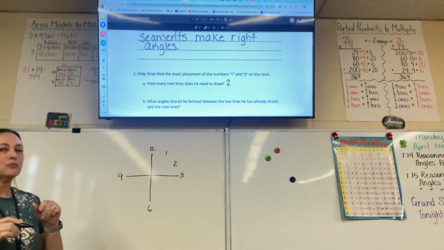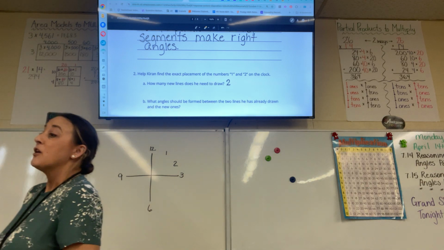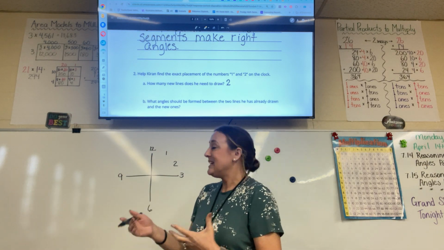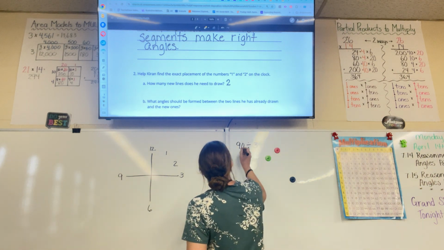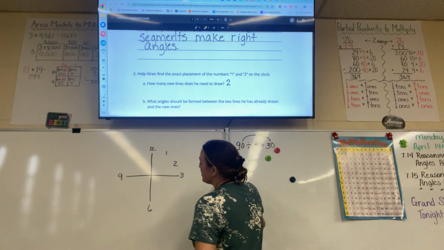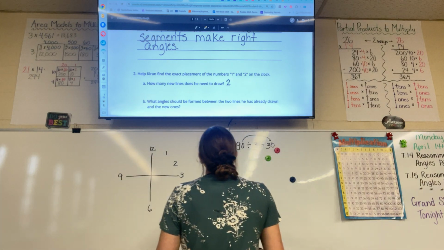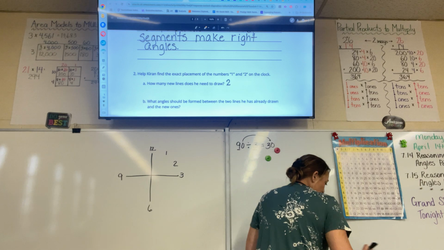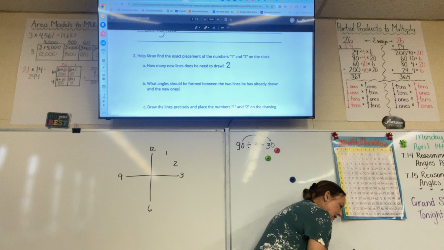If we're going to draw a 1 and a 2, how many sections will this be split into, Avis? 3. So how many degrees would that be? Go ahead. 30. Because if you divide 90 into 3 angles, 9 divided by 3 is 3, and then the 0 comes over. So each one will be 30 degrees. So what you can do, well, here, let's fill this out first. What angles should be formed between the 2 lines? 30 degree angles.